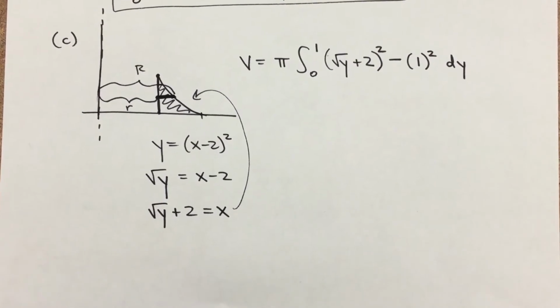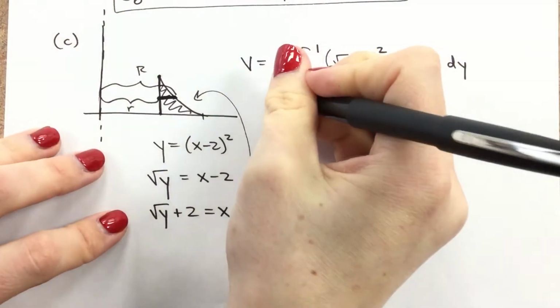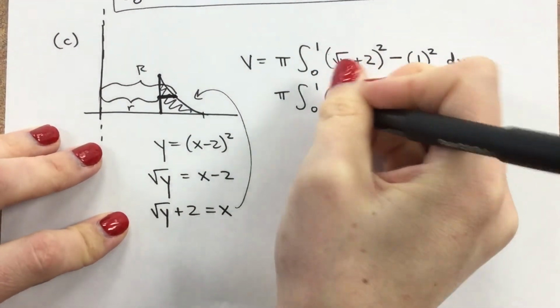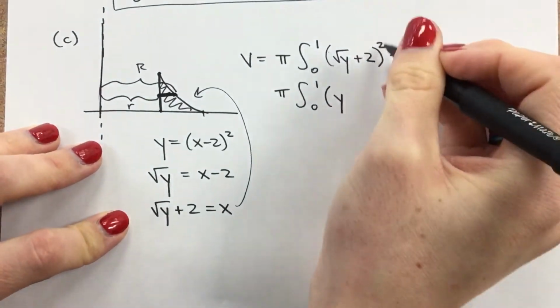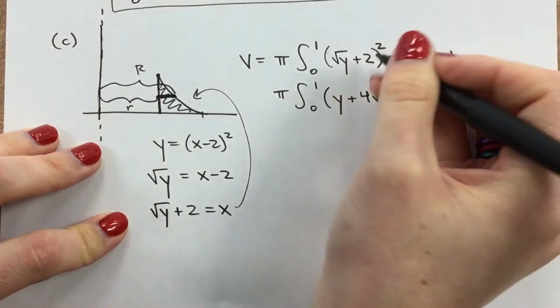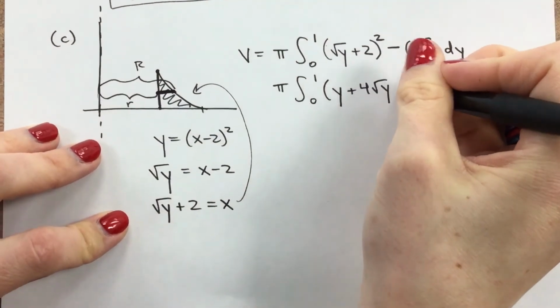And we do actually have to evaluate it. All right, so we're going to work all this out, get the actual antiderivatives by hand. So we're integrating from 0 to 1. This needs to be FOILed out. So when you FOIL root y times root y, you get y. Root y times 2 would be a 4 root y. 2 times 2 would be 4, and then at the end we subtract 1.